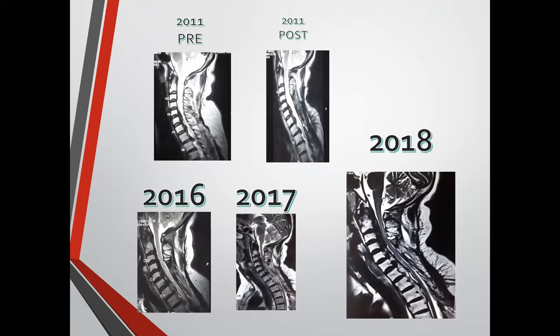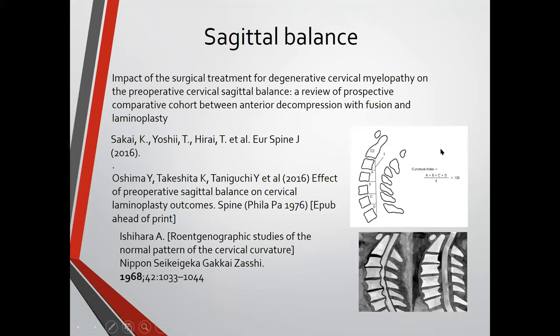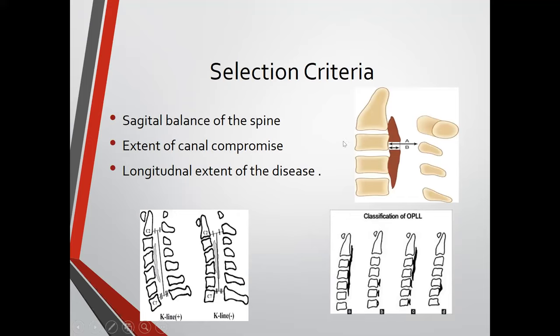Of course, sagittal balance became very important, and you heard Dr. Manas Panigrahi's talk. So the selection criteria is maintaining the sagittal balance. The most important thing considered was the K-line, that is a line drawn in the center of the canal from the axis to C7, and whether the OPLL mass is anterior. If the OPLL mass is anterior to the K-line, it's a good case for anterior surgery. But if the occupation of the canal is more than 60% and the mass is behind the K-line, then posterior surgery is not going to help the patient.